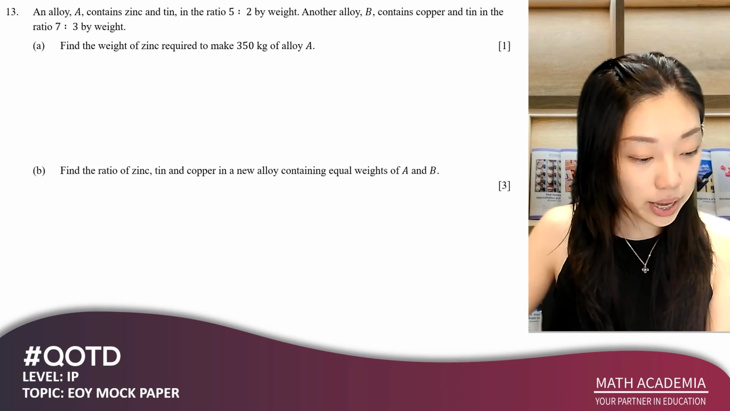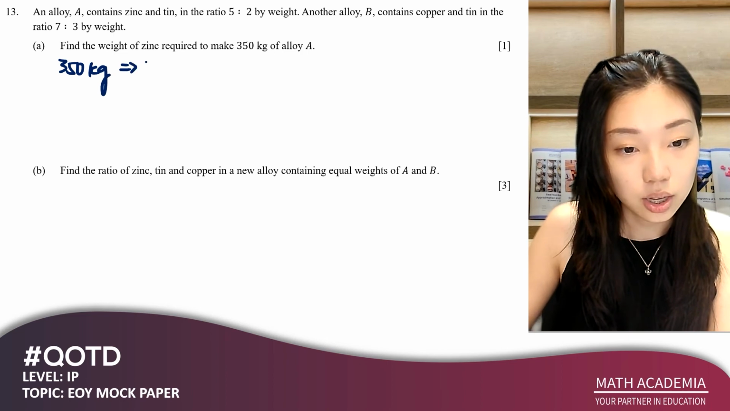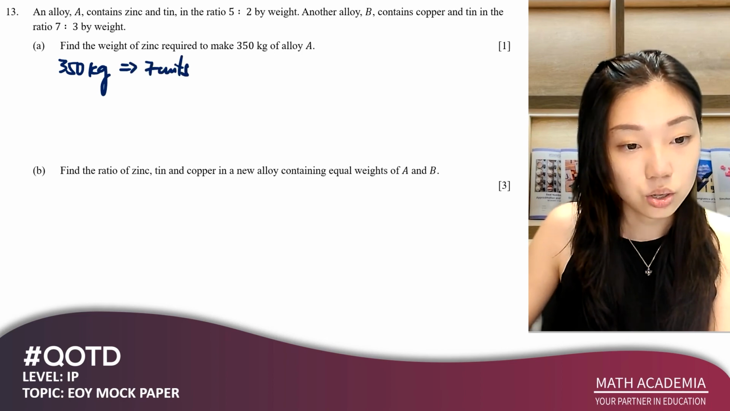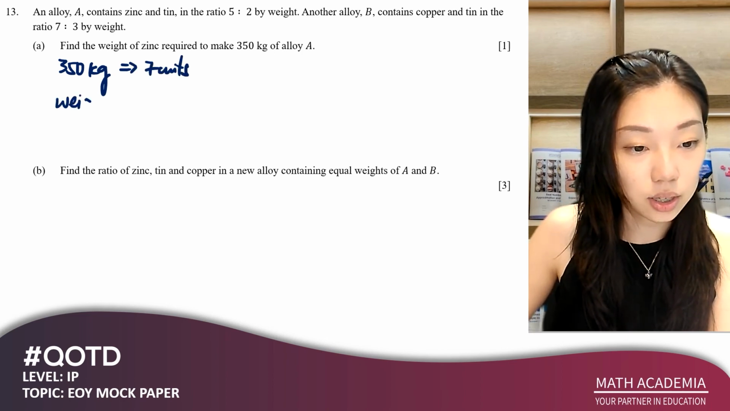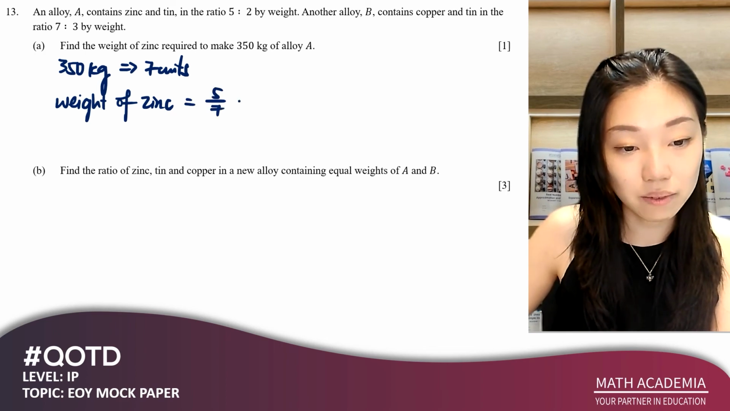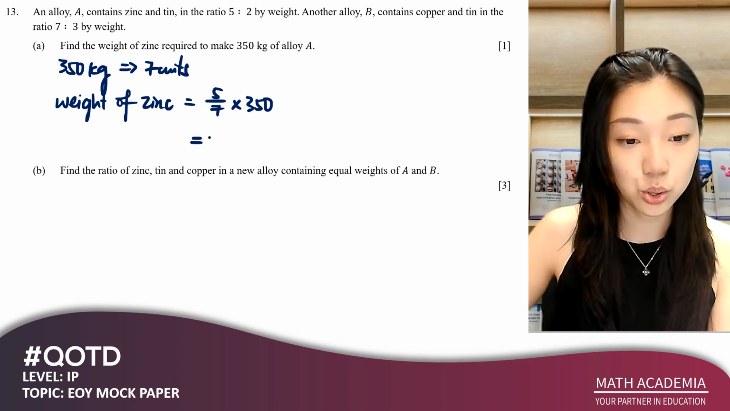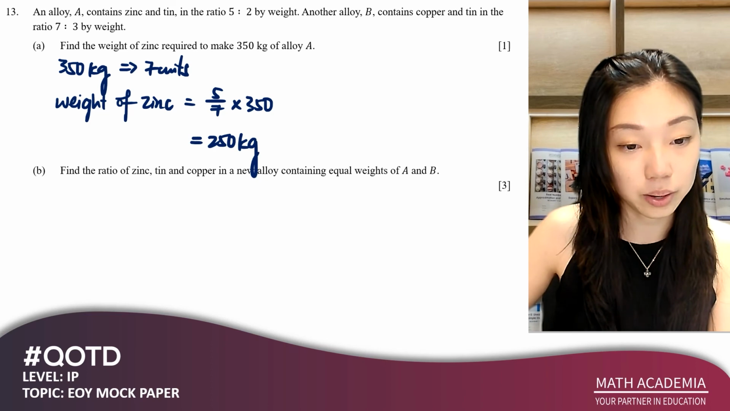Okay, so we can see this as 350 kg would be 7 units, right? So to find the weight of zinc, it would be 5 units out of the 7 units. So it would be 5/7 multiplied by 350. So that would give me 250 kilograms.